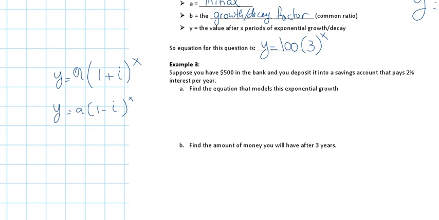If they give me a percentage, I use these. This one is for growth, so if something is growing, I use this one. And this is for decay, so if something is decreasing in value, depreciating, I use this one. Okay? So I'm going to look at this question. How am I going to use that equation?